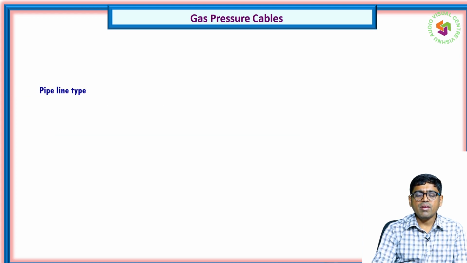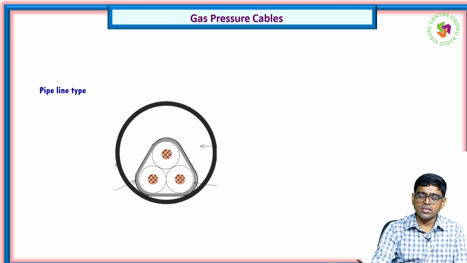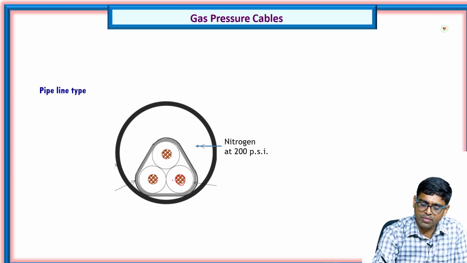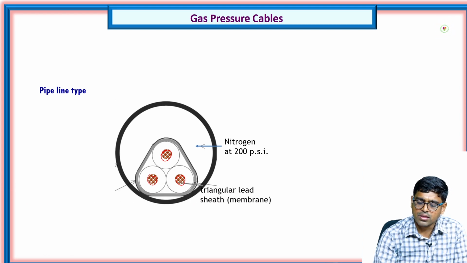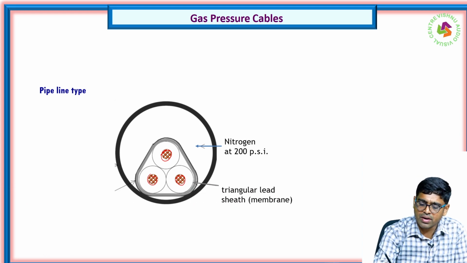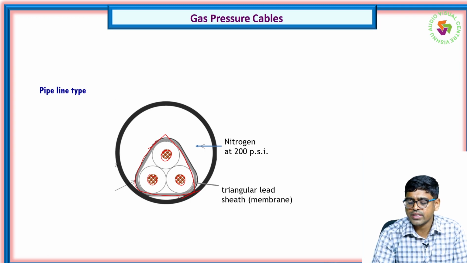Next we have pipeline types. These are gas pressure cables, and in that there is the pipeline type. In this pipeline type, we have RYB phases like this. These are the conductors, and there is a screen like this. So it is a triangular lead sheath.